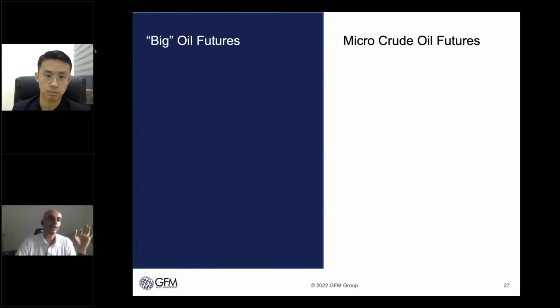Now, the last screenshot I showed you was of the big contract, the older, more established one. But I also want to introduce you to the micro one. A big oil futures contract is 1,000 barrels per contract. And just so you know, a barrel is about 42 gallons, or you can figure out how many liters that is. It's a big barrel of oil with a lot of oil.